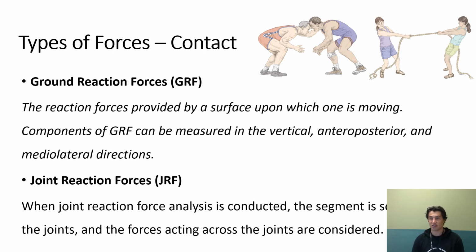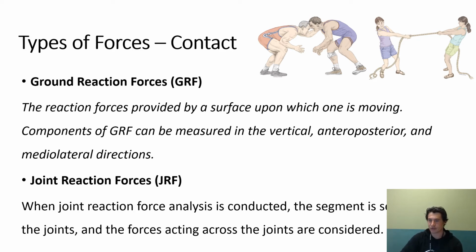So maybe it's the tar seal that you run on. Components of ground reaction forces can be measured in the vertical, anterior, posterior, and medial lateral directions. So when we run, we're actually generating a lot of vertical and forward and back motion, but there'll also be a bit of medial lateral directions. And if you're measuring this kinetically, you'll need some special devices that measure ground reaction forces, so force plates.